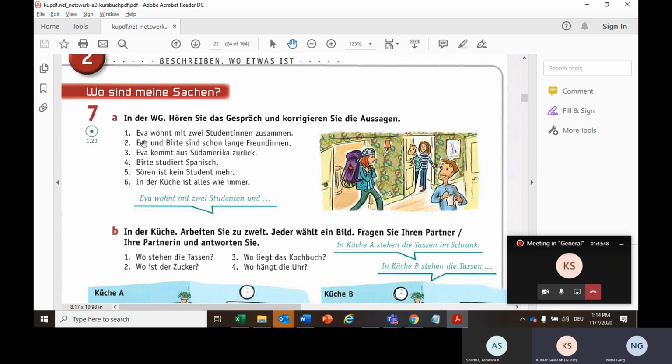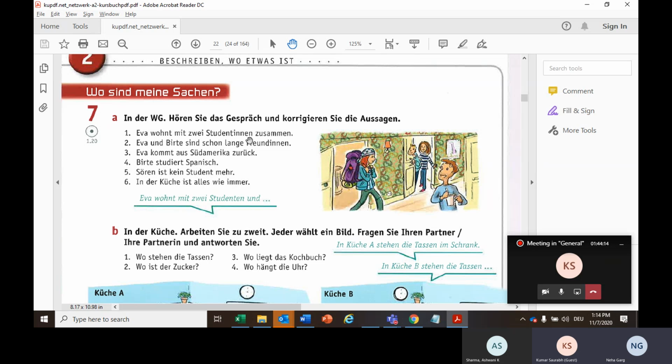So that is a wrong statement. They don't know each other for long because she just came back, and then the flatmate, who was already there, told her that there are 2 new flatmates. So Georga and Beta are totally new for Eva. She doesn't know any of them already.